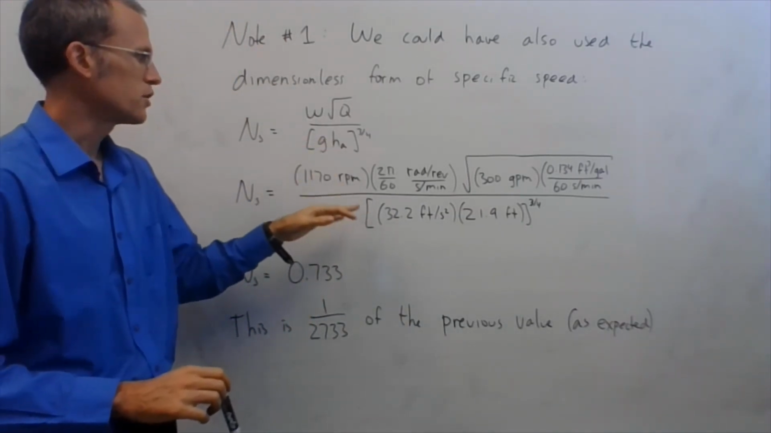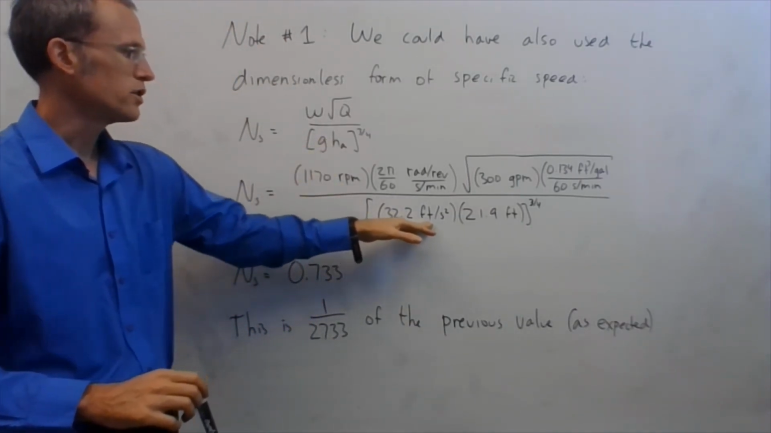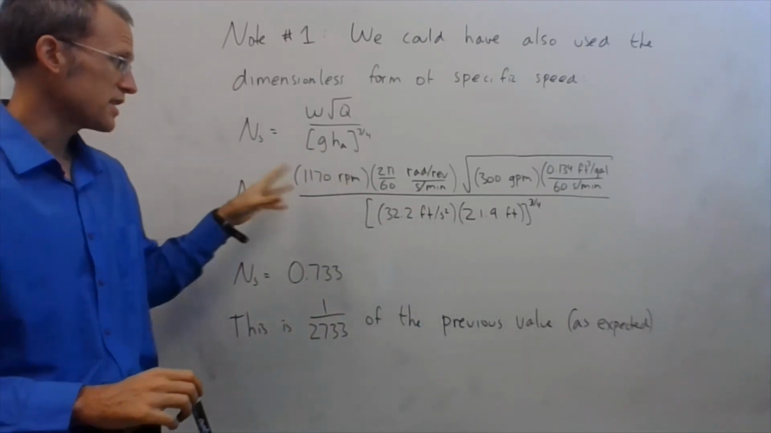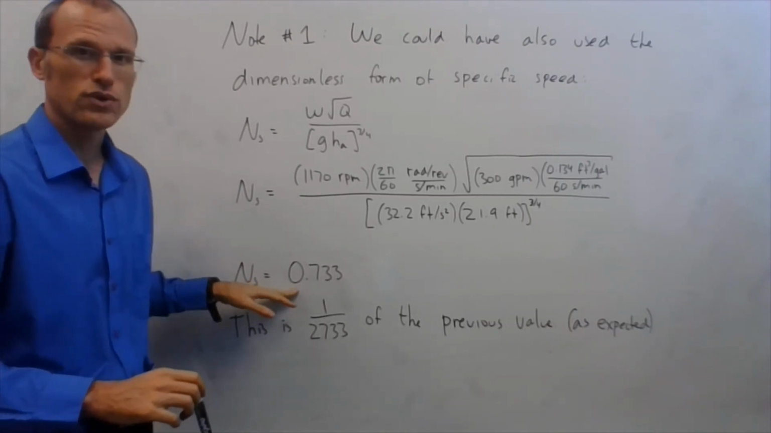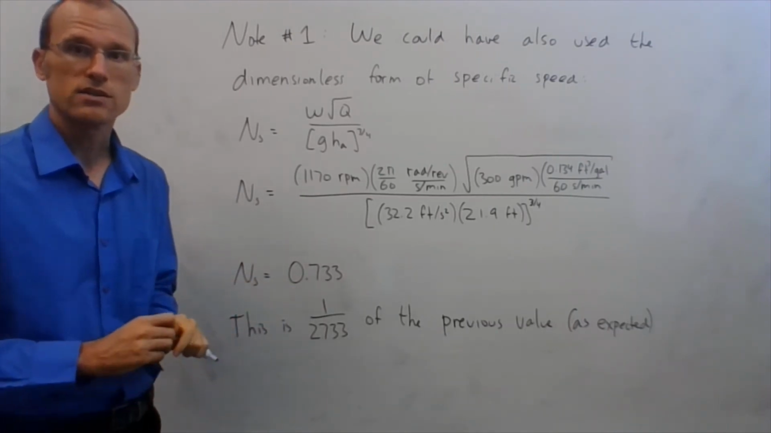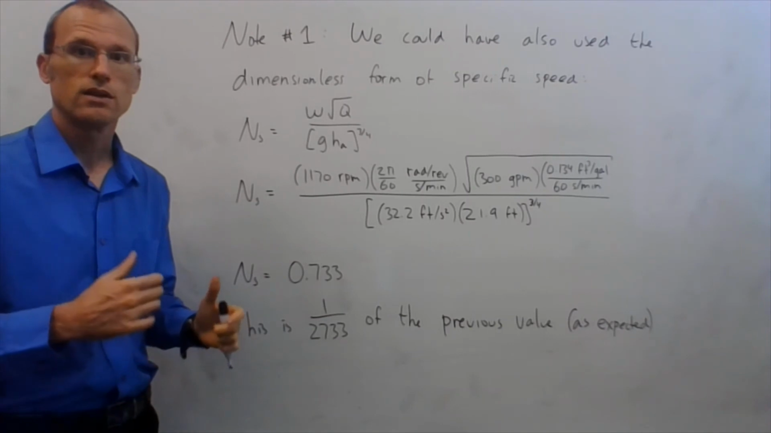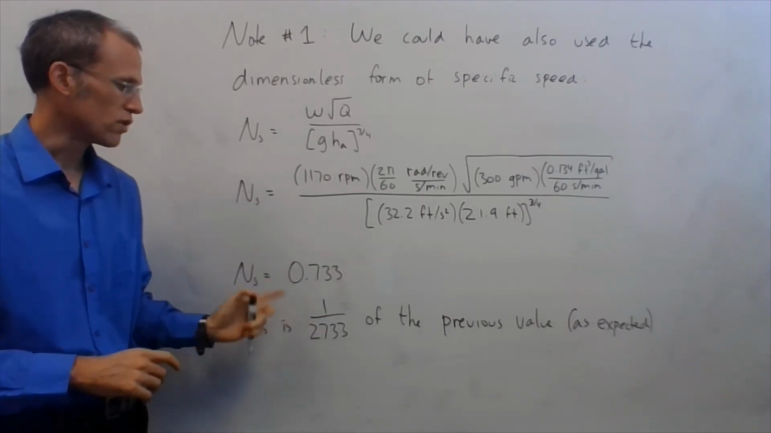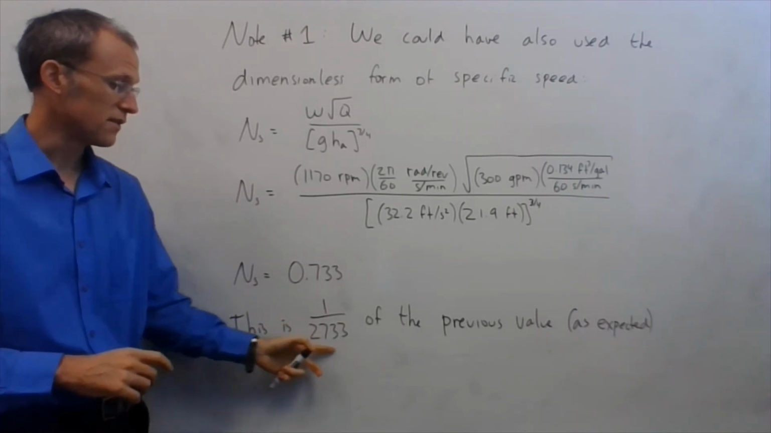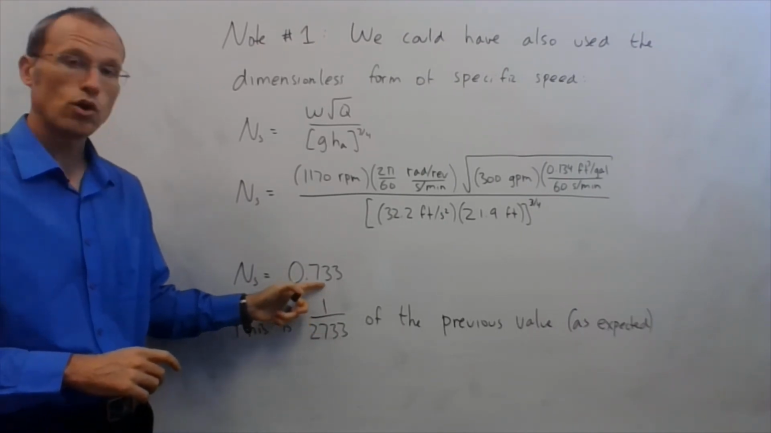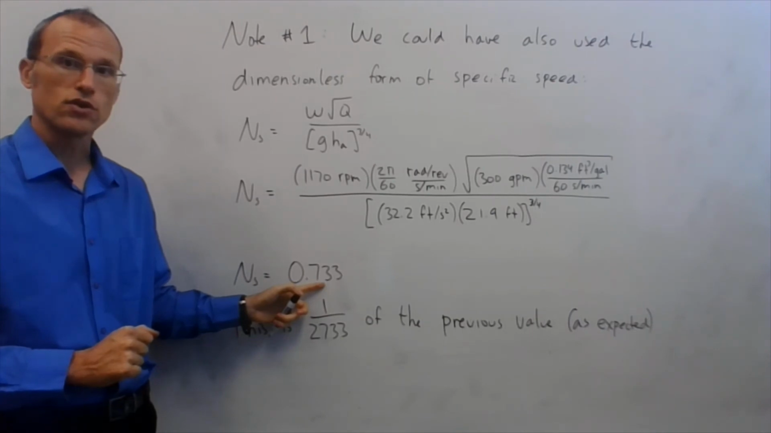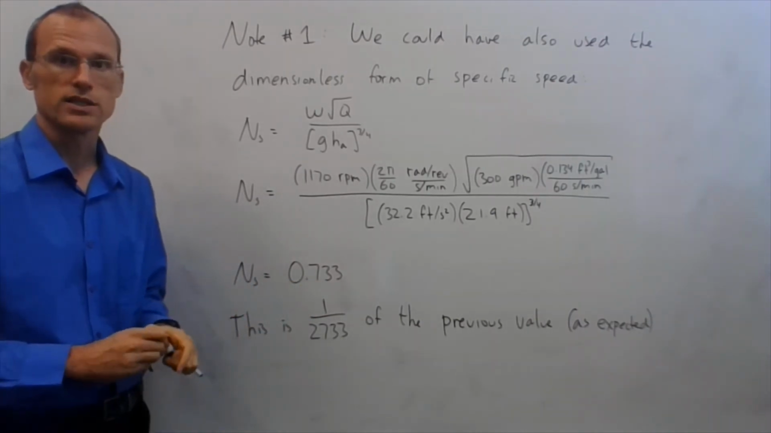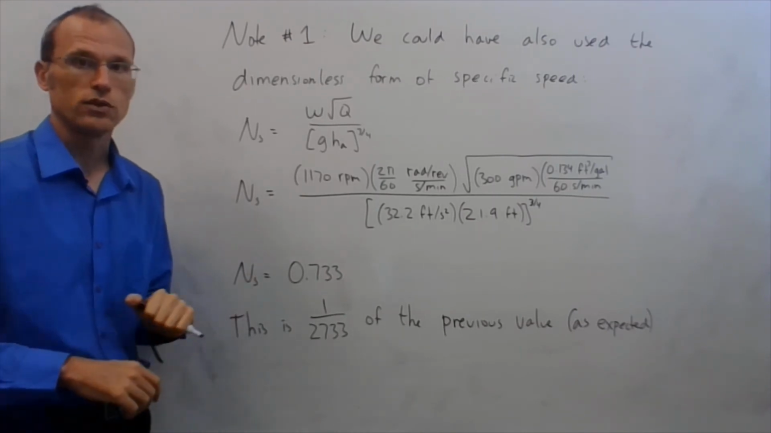Then luckily at the bottom, not too much has to happen. G of 32.2 feet per second squared. H is already in feet, which is what we want, 21.9. This gives us a value of 0.733, which again, I don't really know what that means because all the values for the centrifugal pumps, axial pumps are all in terms of the other one. But we do know that this is related to the other one by a factor of 2,733. So if I take this guy and multiply him by 2,733, I get the 2,000 that we had before. And then from there I can make a comparison and see that it falls right in the range of centrifugal pumps.